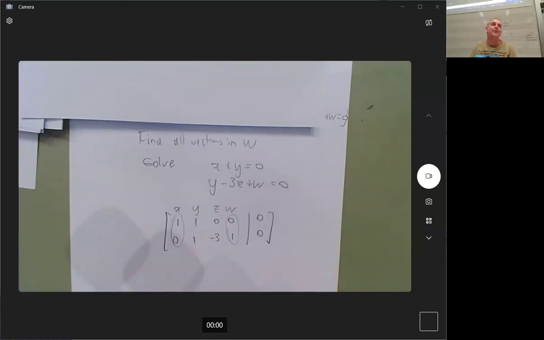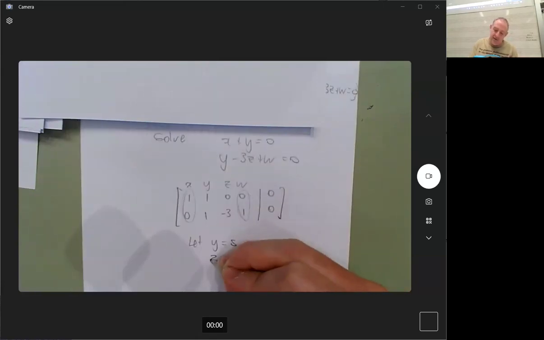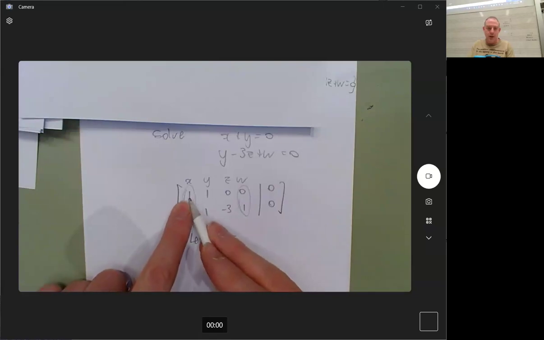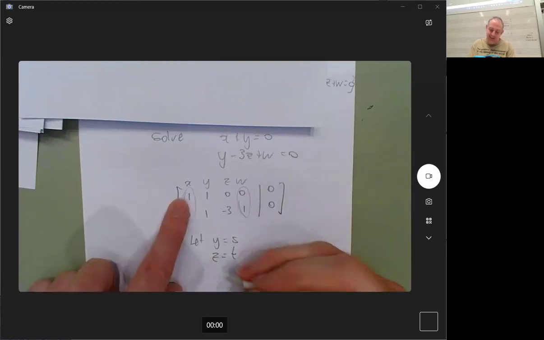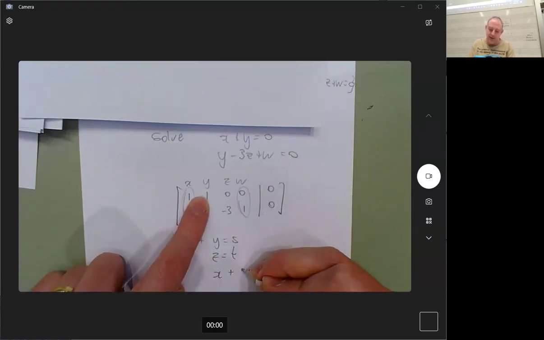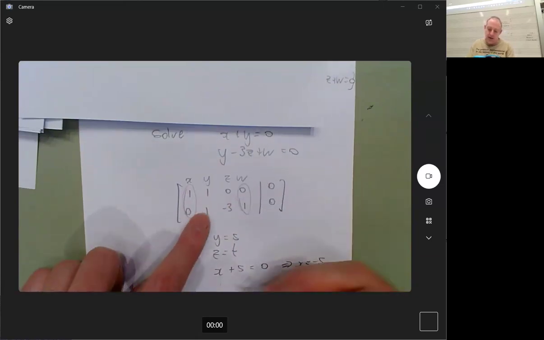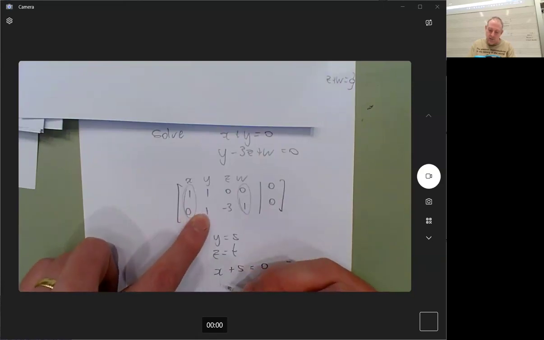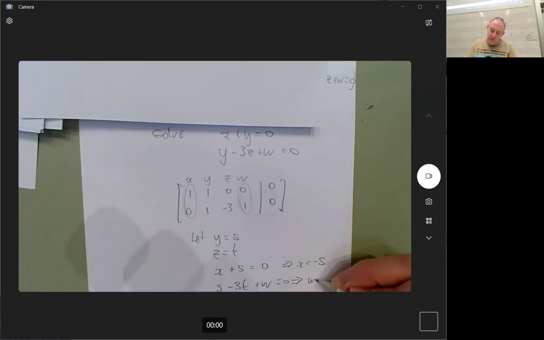Isn't that cool? I'll do the other one as well, but I just wanted to show you because that's fun to me. So I'm going to say let y be equal to s and z be equal to t, and then I have 1x plus 1y, but y is really s, is equal to 0 eventually, and so that means that x is equal to minus s. And then I have no x's and 1y, but y is equal to s, and minus 3z, but z is equal to t, plus 1w equal to 0, and so therefore that means that w is minus s plus 3t.